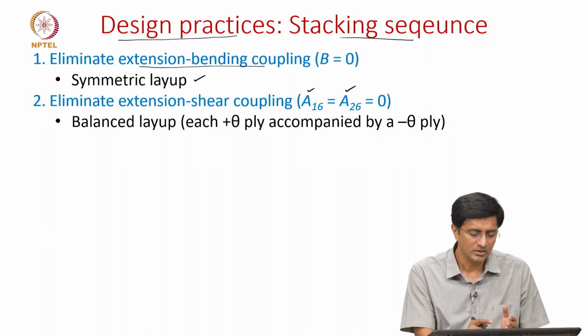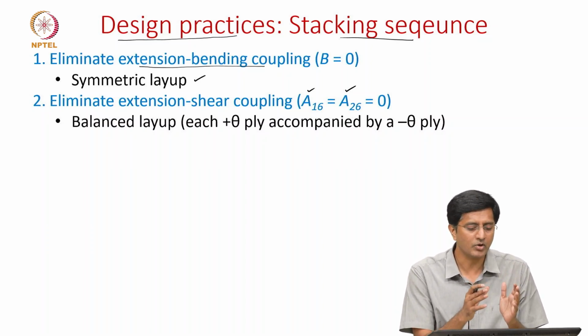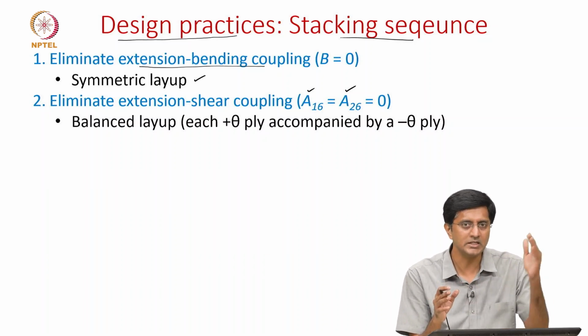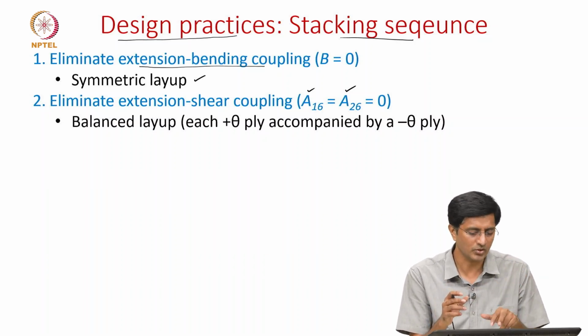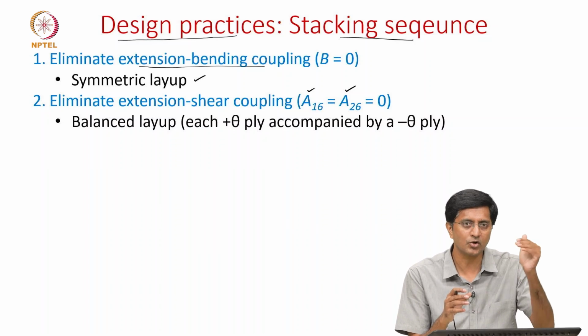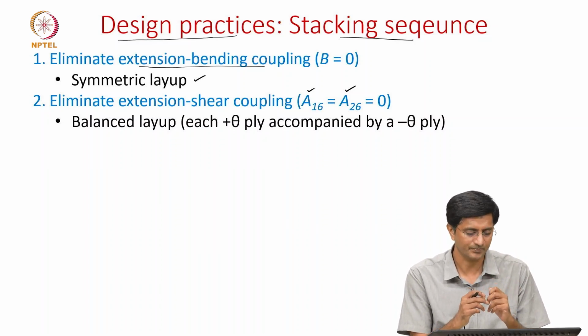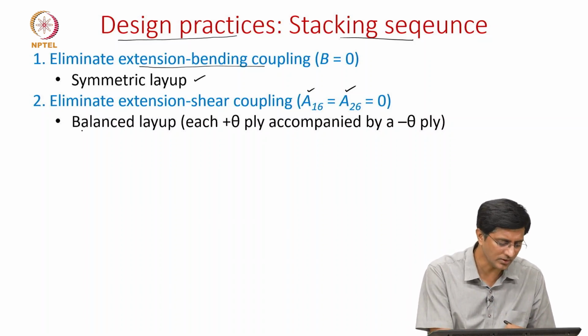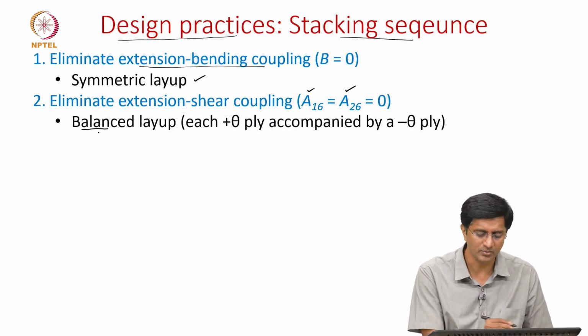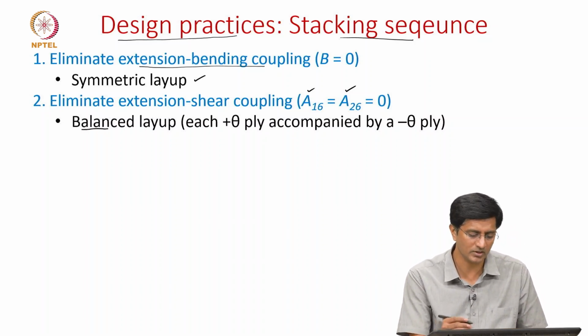We are saying it should have an equal number of plus theta plies and minus theta plies. The sequence might be anywhere, because for the A matrix we said it is independent of the stacking sequence, meaning whether it is at the top, middle, or the bottom, the contribution to the A matrix doesn't change. But here specifically, we are focused on the balanced layer, and let me explain why we are asking for a balanced layer.